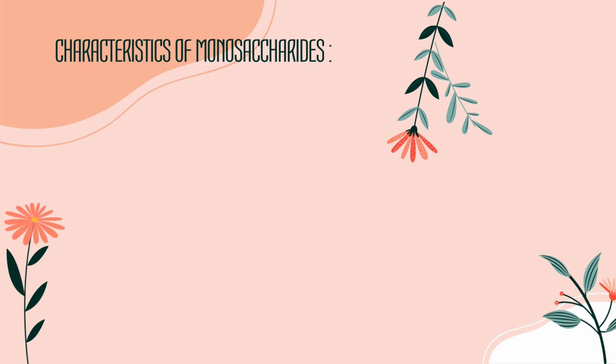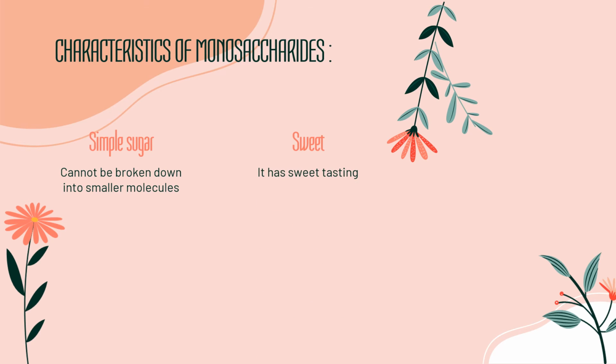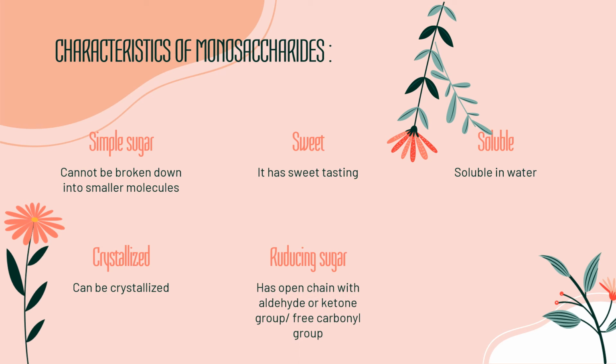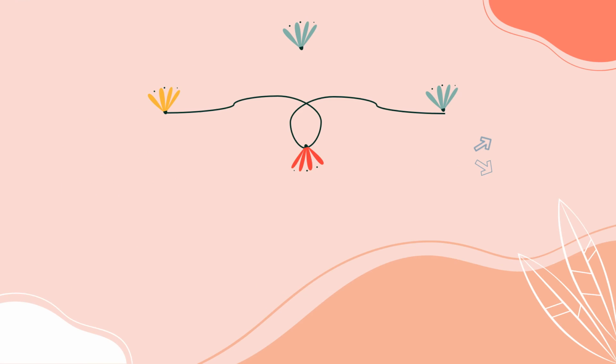So next, we're going to talk about the characteristics of monosaccharide. So what are the characteristics? First, it is a simple sugar and cannot be broken down into smaller molecules. It is sweet, which means it has a sweet taste. It is soluble in water. It can be crystallized. It is a reducing sugar with an open chain, aldehyde or ketone group, a free carbonyl group, and it can be a monomer for disaccharide and polysaccharide.